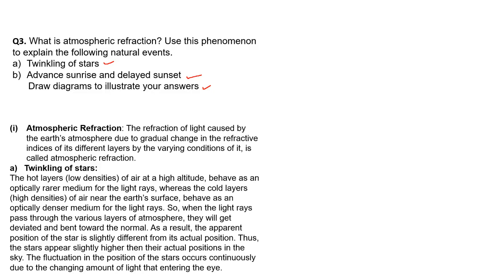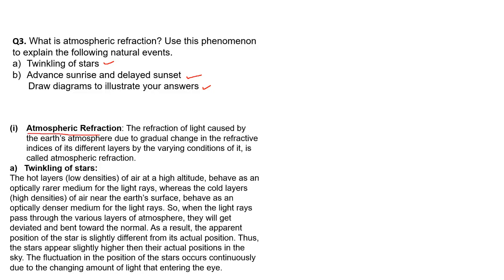Okay, why is it changing? Why is there a change in the Earth's atmosphere? Because there are different layers of air. The top layer is optically rarer medium and the bottom layer is optically denser medium. So due to the change in refractive indices of the different layers of the atmosphere, there will be a refraction of light. Because it is caused by the atmosphere, we call it atmospheric refraction.